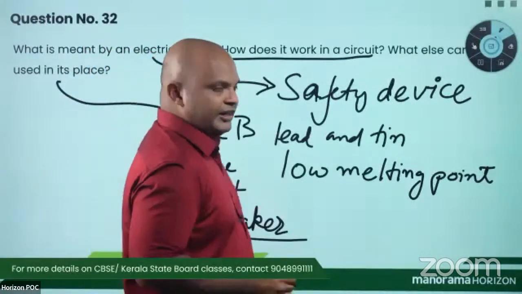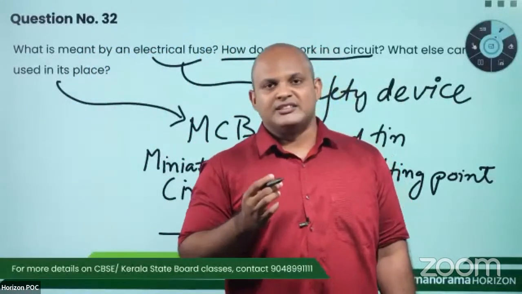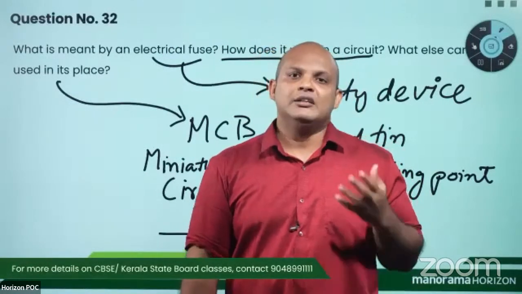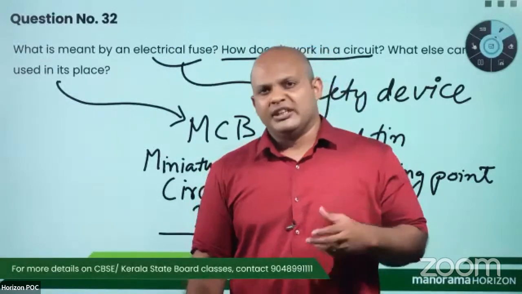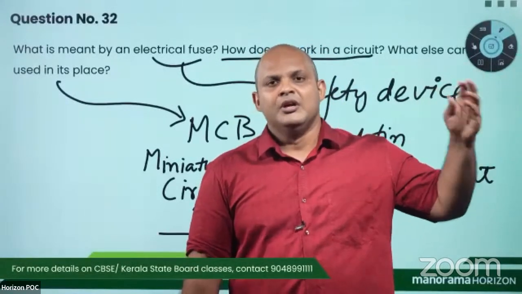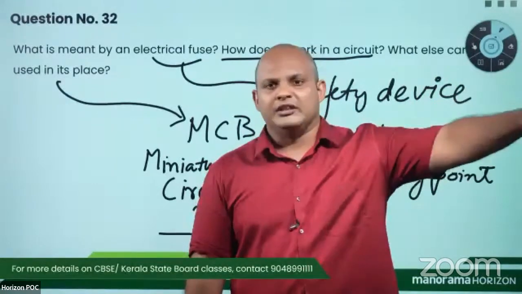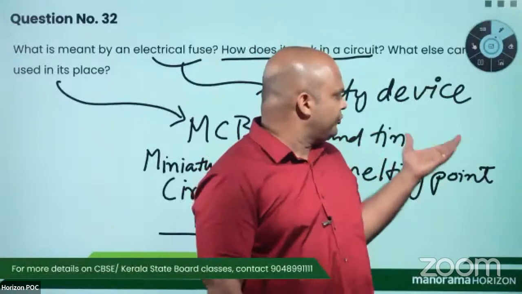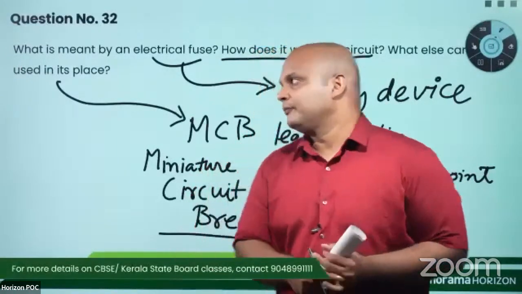So a miniature circuit breaker is like a switch. It is designed to trip. It will shut down if the current exceeds a safe value. The advantage here is that if the MCB trips, you check out what the problem is, you repair the issue, and then you just turn the MCB back on. So it is much more convenient than using an electrical fuse.